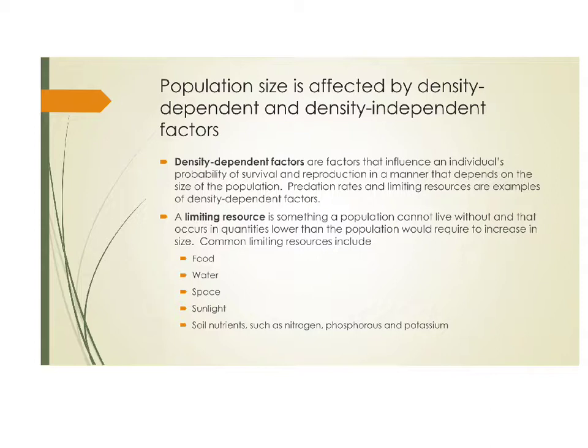Common limiting resources include obviously food, water, space. Space is for plants, animals, microorganisms. Everybody needs space. Sunlight in terms of photosynthetic organisms like plants. And soil nutrients like nitrogen, phosphorus, and potassium, and that would go again for plants, and aquatic photosynthesis as well.